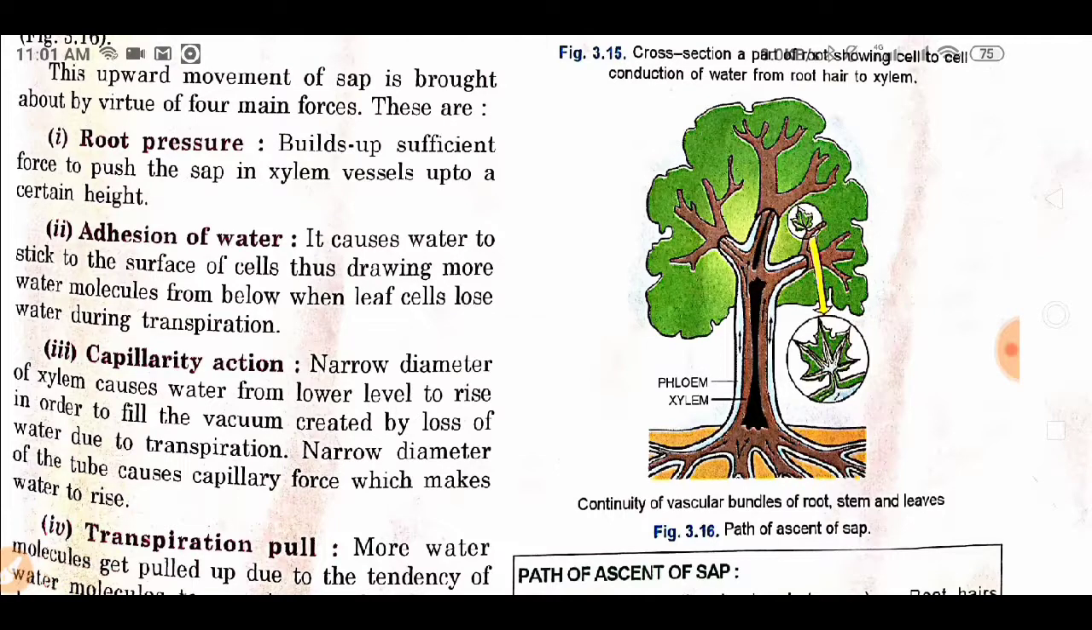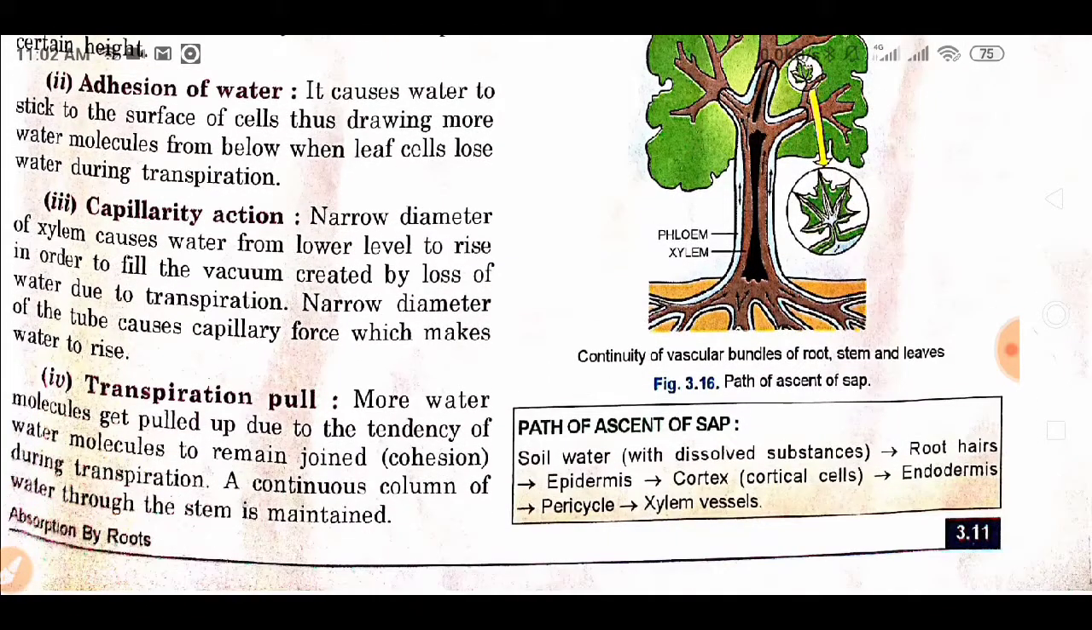Then capillary action comes. The narrow diameter of xylem causes water from a lower level to rise in order to fill the vacuum created by the loss of water due to transpiration. The narrow diameter of the tube causes capillary force which makes water rise. And in transpiration pull, more water molecules get pulled up due to the tendency of water molecules to remain joined. This is called cohesion. During transpiration, a continuous column of water through the stem is maintained.